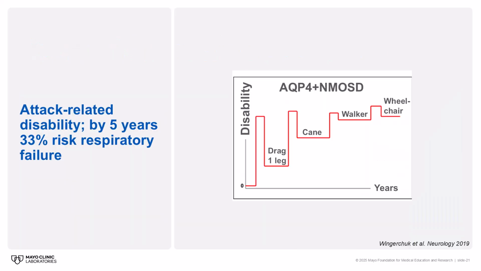And if we look at that impact on disability, here we can show we have disability on the y-axis and time on the x-axis. Historically, what used to happen with aquaporin 4 patients is they would come into the hospital, they would maybe get steroids for their episode, they would afterwards be dragging one leg, they'd have another attack, they're using a cane, another attack, they're using a walker, another attack, they're in a wheelchair, next attack maybe is fatal for them. So a large accumulation with each attack of disability that we can see here.